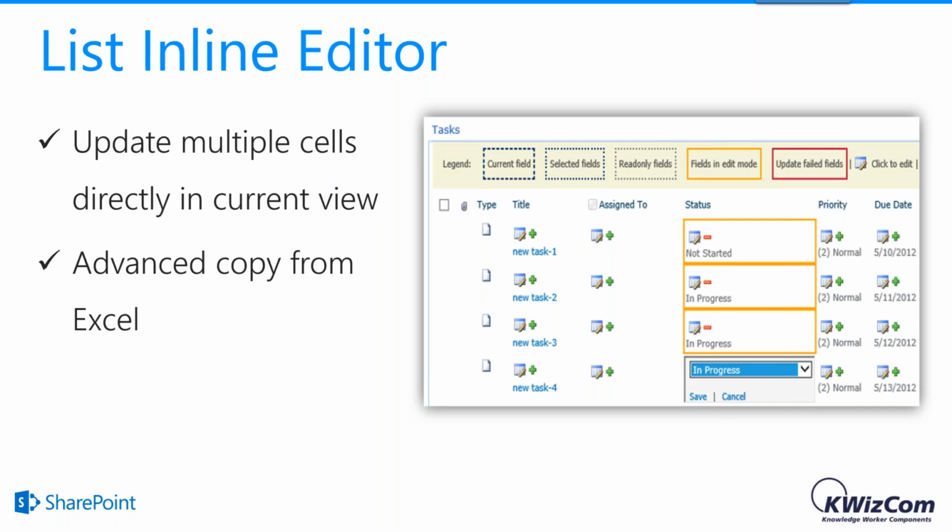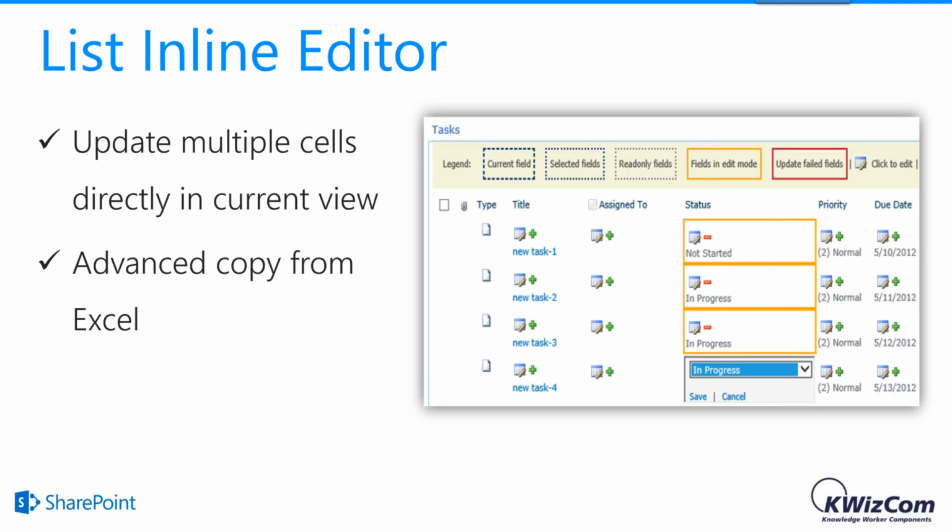The first one is to allow you to update multiple cells without going away from your current view. So in most cases, when you need to update SharePoint, let's say you're viewing some list view, you need to get out and go to the edit item form, or go to the grid view or datasheet view. Here, you stay within the same list view and you can update multiple items or multiple cells in one shot.